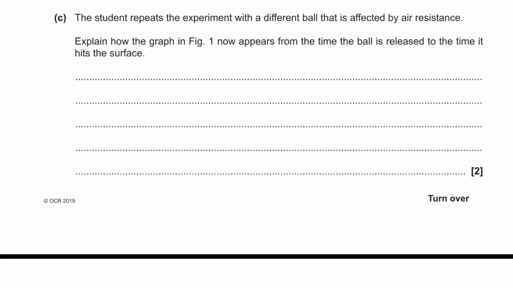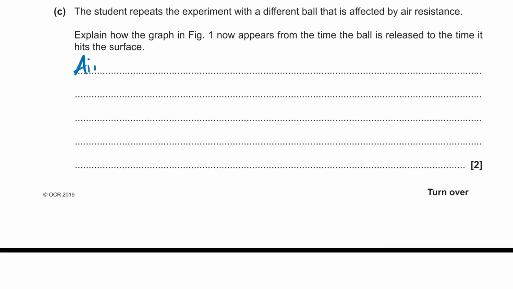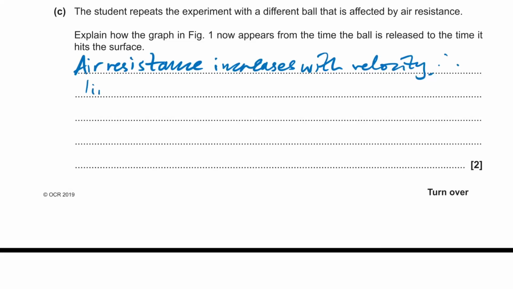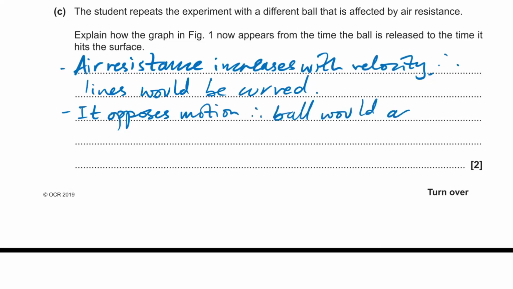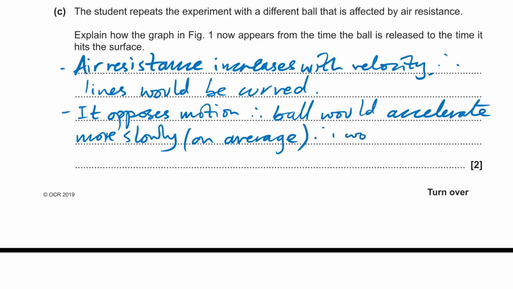C. Student repeats the experiment with a different ball that is affected by air resistance. Explain how the graph now appears from the time the ball is released to the time it hits the surface. Okay, first thing we're going to say is that air resistance increases with velocity. Therefore, lines would be curved. And of course, it opposes motion. Therefore, ball would accelerate more slowly on average, and it would altogether, but on average, therefore, would take longer to reach the ground.